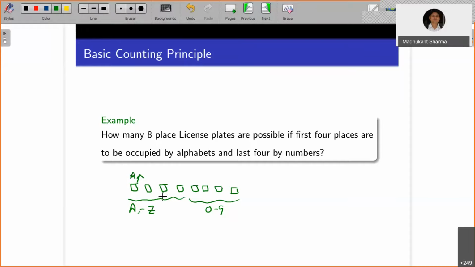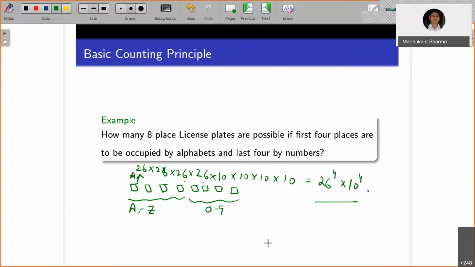Each place you can treat as an experiment. Up to these 4 places has A to Z. How many alphabets are there? 26. So 26 into 26 into 26 into 26 for the first 4 places, simultaneous tasks. Into, for the last 4 places, each one can be repeated; it can be different, or it can be identical. So there are 10 numbers, so into 10 into 10 into 10 into 10. So the total number of possible outcomes is 26 to the power 4 into 10 to the power 4. So this is the total number of license plates possible.